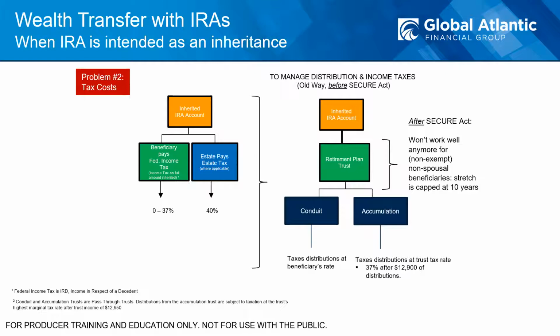In the accumulation trust, the tax is at the trust tax rate. And the highest tax rate in the trust bracket is 37%. And the 37% kicks in at $12,900 of distribution. So anything above $12,900 in distributions is automatically taxed at a flat rate of 37%. So if you had $1 million there, every time you made a distribution, you're at 37% right away. So the accumulation trust doesn't work that well.